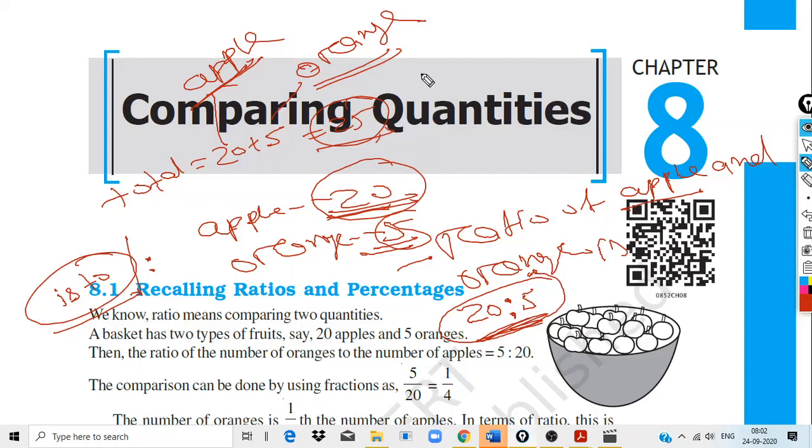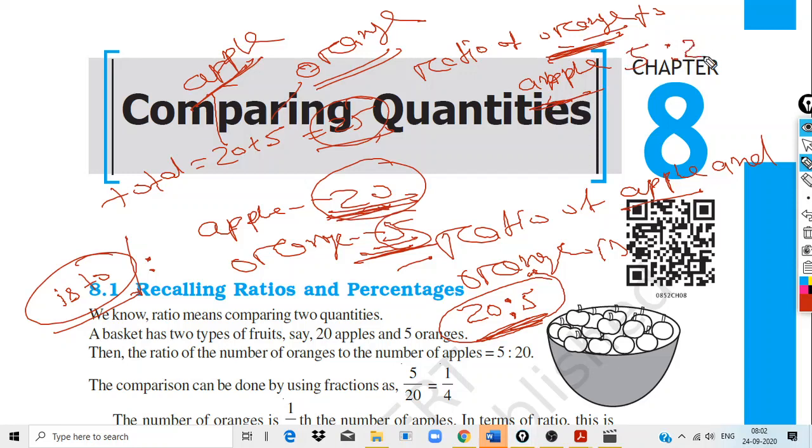Similarly, if you say the ratio of orange to apple, that means first we are using orange, then apple. Here you have orange is 5, apple is 20. So first we will write orange, that means 5 is to apple is 20, 5 is to 20. Okay, so the first number is representing the orange, the second number is representing the apple. Here it is the reverse order.